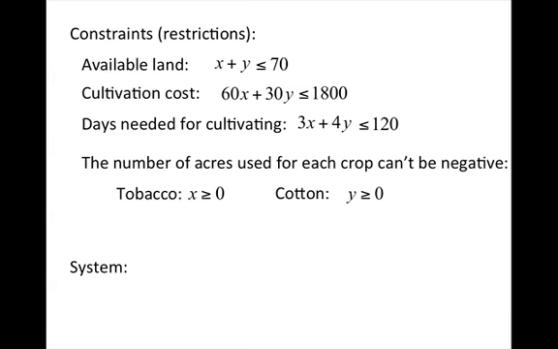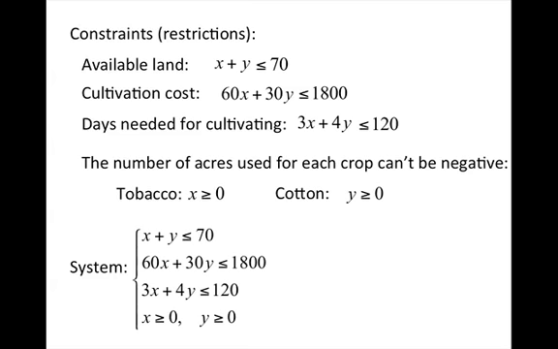So this gives me the following system. I have x plus y is less than or equal to 70, 60x plus 30y is less than or equal to 1800, 3x plus 4y is less than or equal to 120, and x and y are both greater than or equal to 0. So I want to list my boundary lines, find my corner points, and graph this system of inequalities.